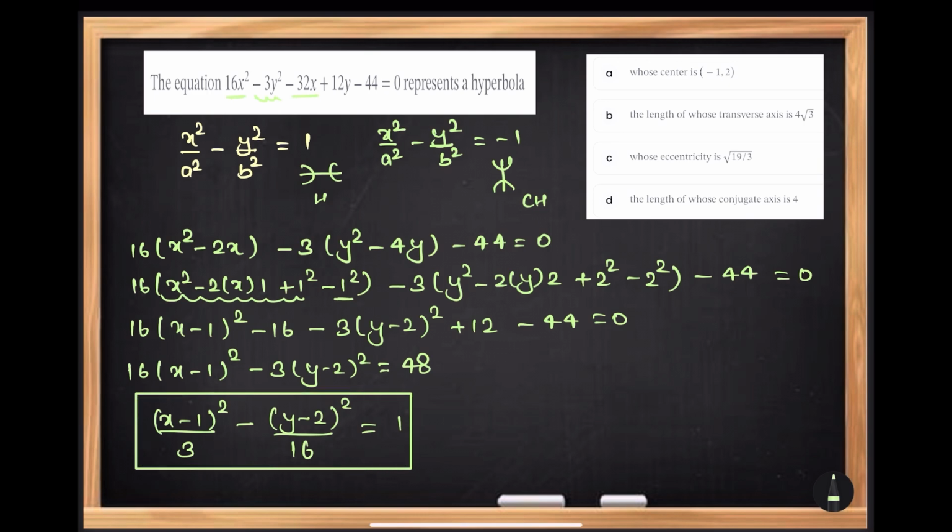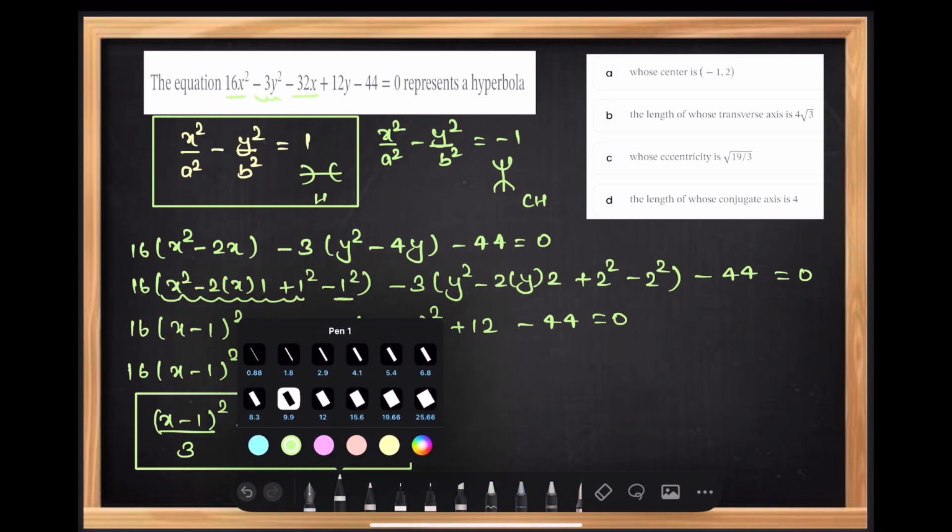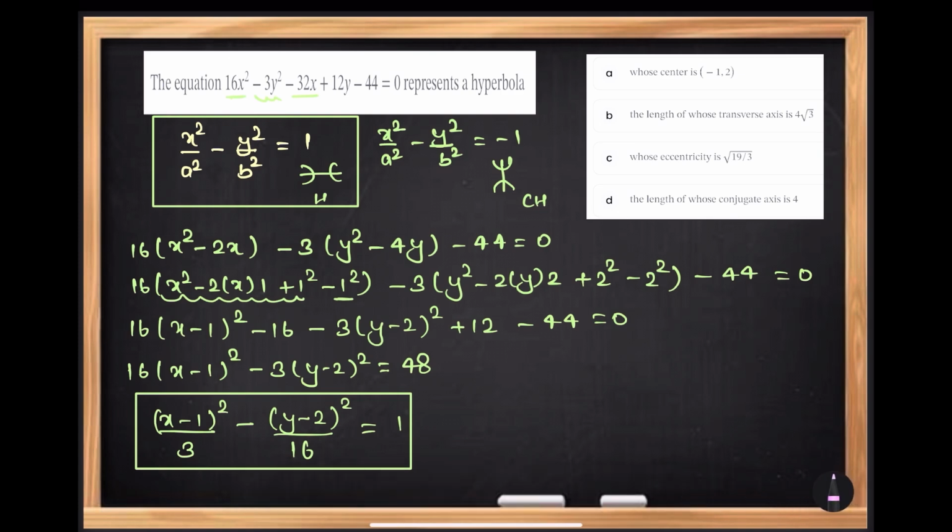So look at this. You got this 1 as positive, so it's a hyperbola, meaning a horizontal hyperbola. So we are falling in this case. Now let's try to crack the options. Before that, I'll replace x minus 1 with capital X and y minus 2 with capital Y. So our equation will look like X square by 3 minus Y square by 16 equals 1.